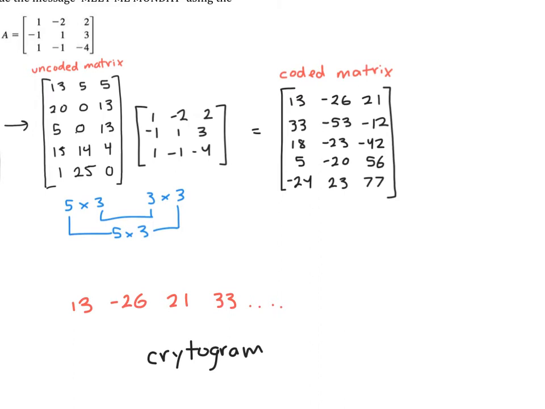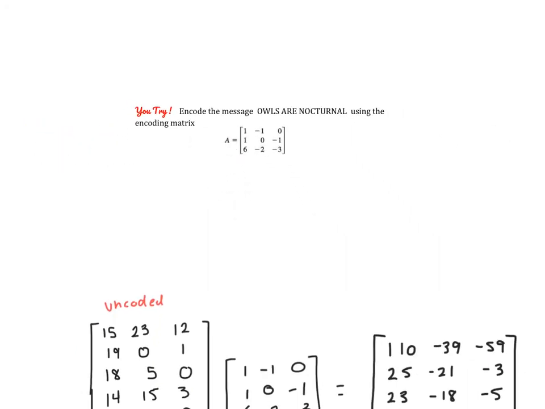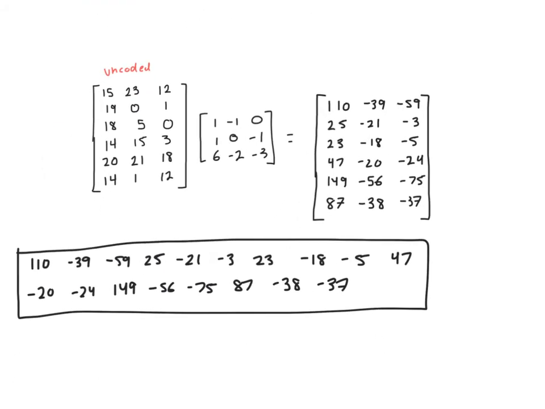All right, so now I'm going to have you guys try one on your own. So go ahead and pause the video and give this one a try. The message is owls are nocturnal, and notice that we have a different encoding matrix. Okay, so first you write your message as an uncoded matrix right here, and then you multiply it by your encoding matrix, and remember, across with down, and these are the values you should get. So you list them off, and that's your cryptogram.